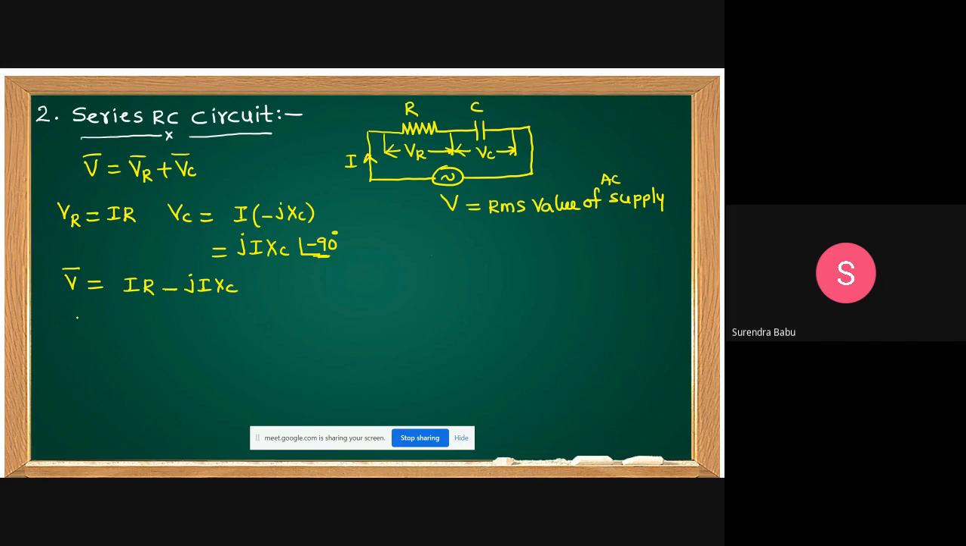Then shall I write like this? V by I equal to R minus JXC. What is V by I? V by I is Z. The Z equal to R minus JXC. Yes, this is the impedance of series RC circuit. The impedance of series RC circuit equal to R minus JXC. Yes, friends. VR equal to IR. Then VC equal to J into IXC at angle of minus 90 degrees.